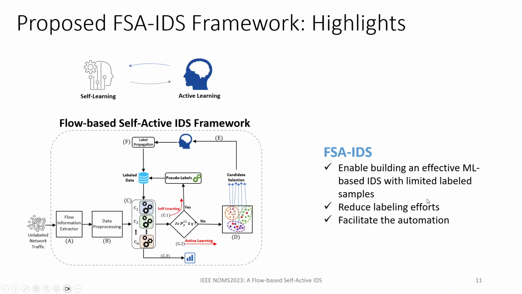So this is the complete proposed FSA-IDS framework, as you can see. It combines self-learning and active learning, as well as adding clustering, in order to increase the automation and reduce the number of queries to the human.